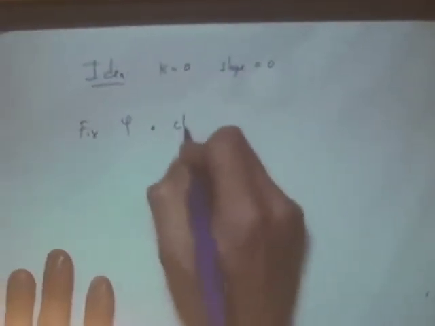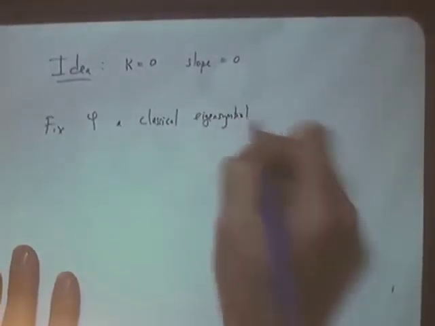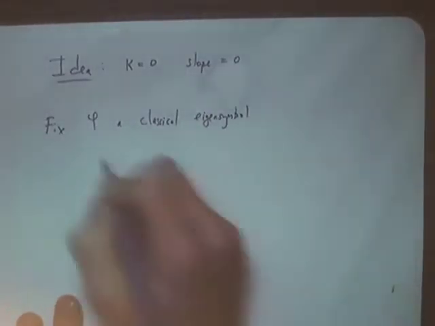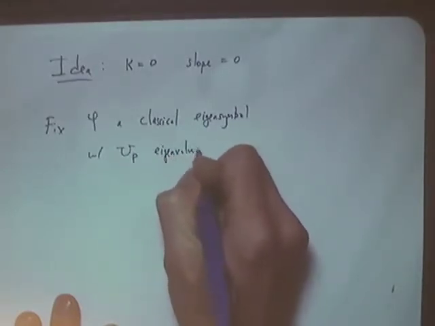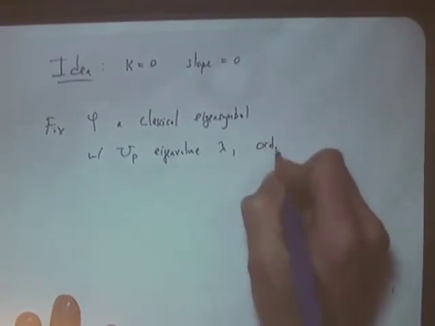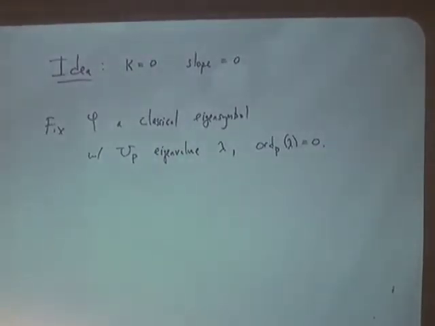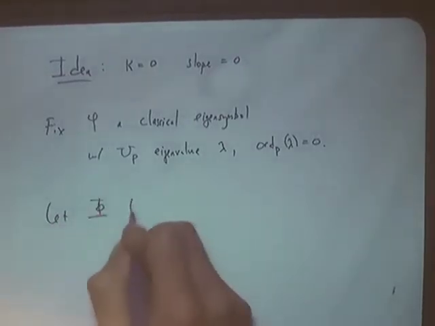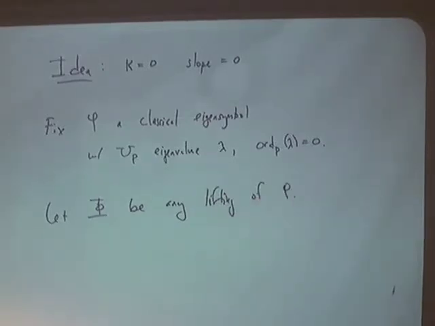Okay, so let me fix phi, a classical eigensymbol. That's like a phi_f coming from some modular form, let's say, with U_p eigenvalue lambda. And I'm assuming that we're in the slope 0 case, so ordinary, which means the valuation of lambda is 0. It's a unit. And let Phi be any lifting of little phi. This is now some overconvergent modular symbol living here.